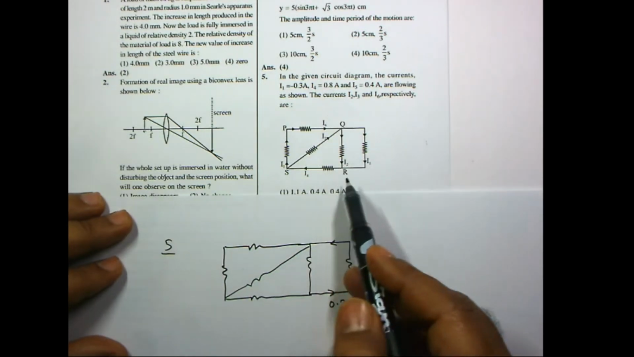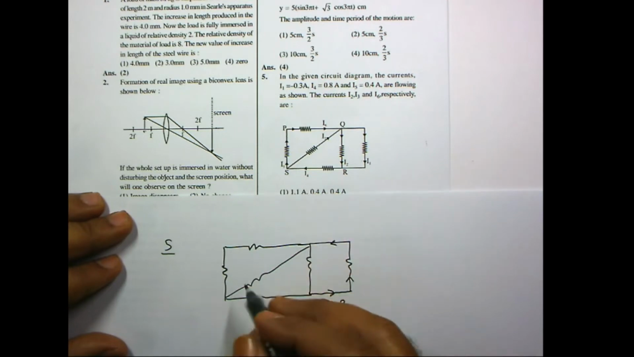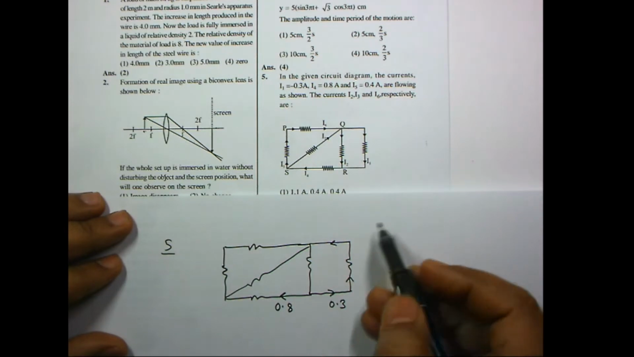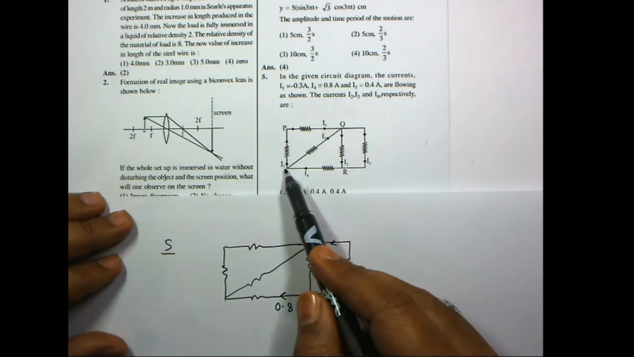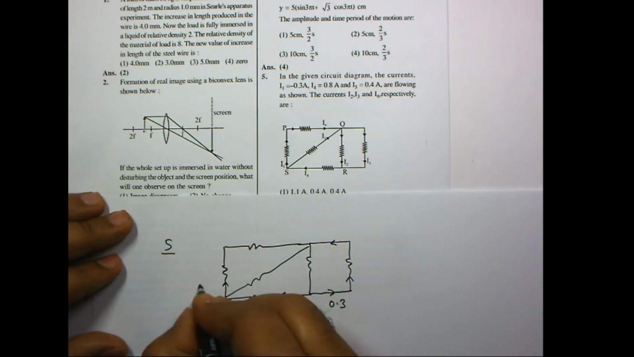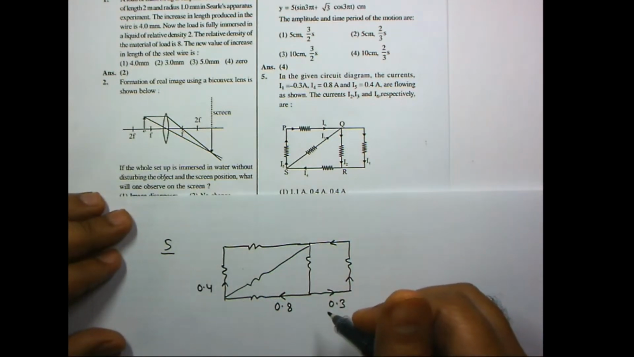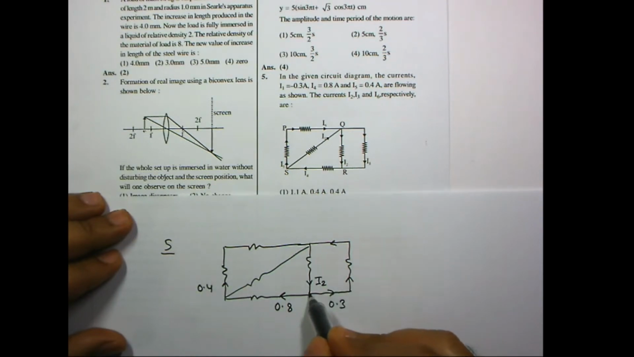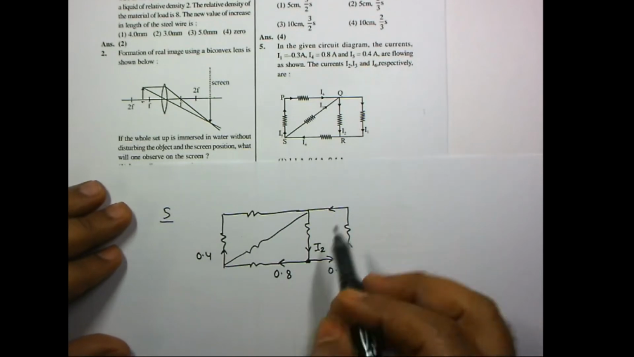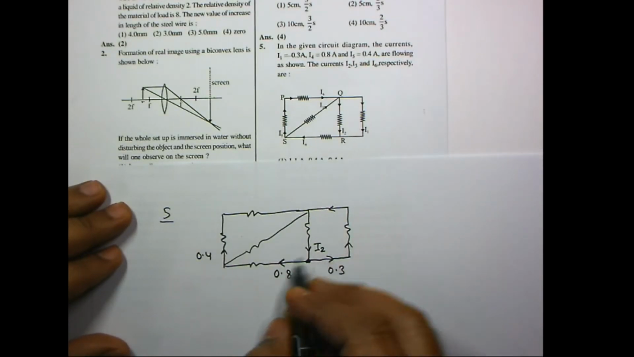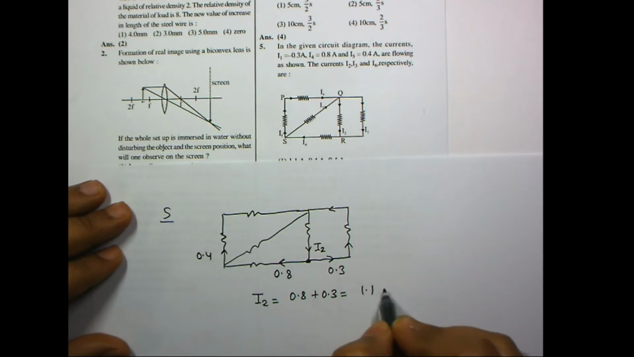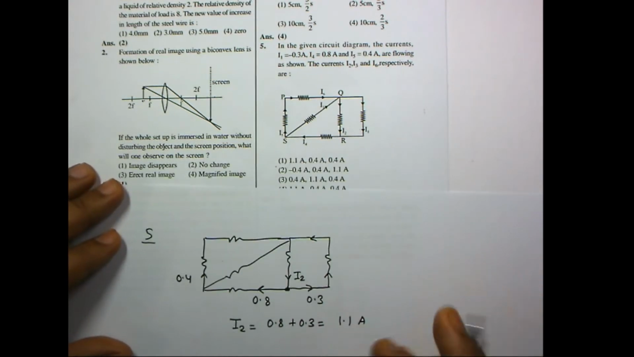I4 we are given, and I4 is this current and this current is 0.8. Next, I5 is given, and I5 is this current and I5 is 0.4 ampere. We have to find this current I2. We can apply KCL at this point. The current coming in is equal to the current going out. Coming current is I2 and going current is 0.8 and 0.3. So it is 1.1 ampere. So I2 is 1.1 ampere.